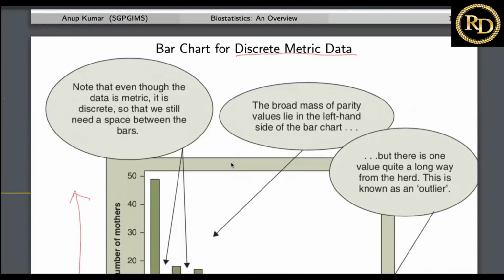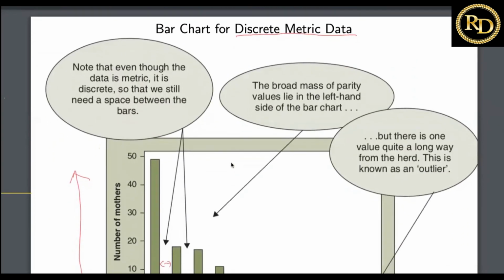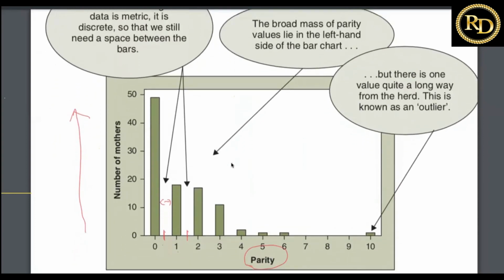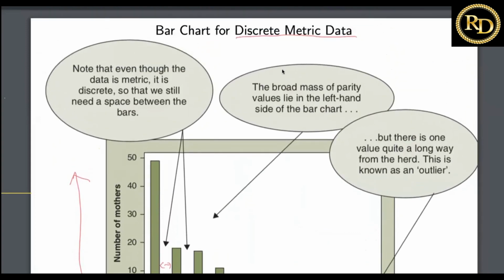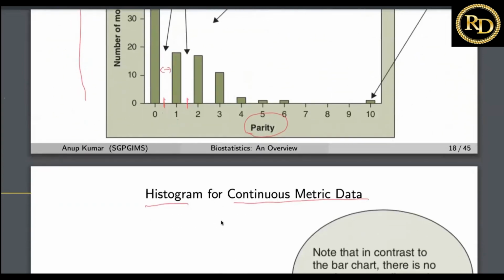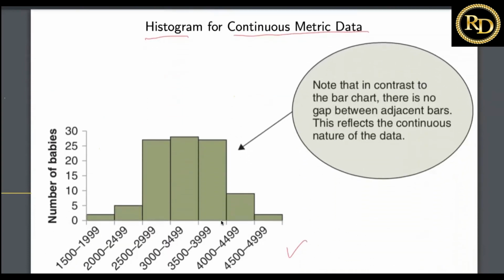Now, a very important and pertinent point: if your data is discrete metric data, such data should also be presented with the help of a bar chart. You can see the parity of the woman. It should be presented with the help of the bar chart, not with the histogram. A histogram is only prepared for continuous metric data.